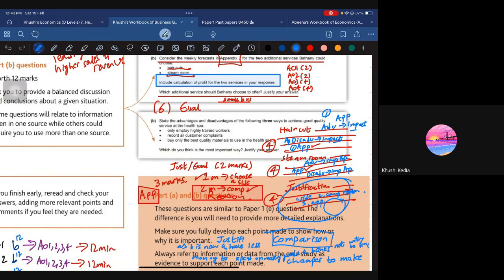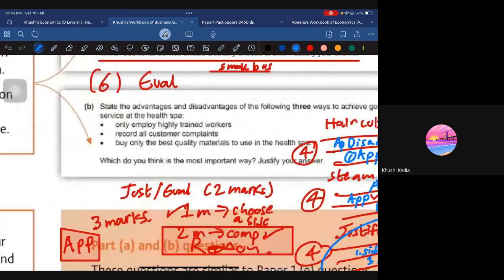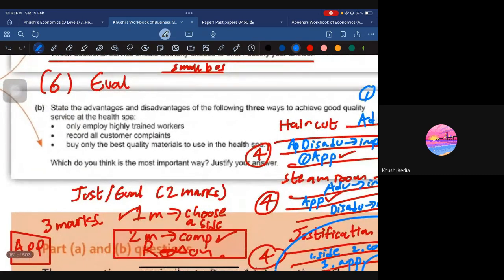Now, if you look at the other side of it, another type of 12 marker. Do you see what is happening here? Three options are given. State the advantages and disadvantages of the following three ways to achieve good quality services at a health spa: only employ highly trained workers, record all customer complaints, buy only the best quality materials, and then justify.